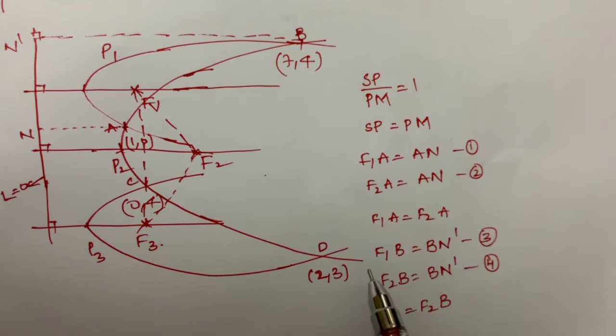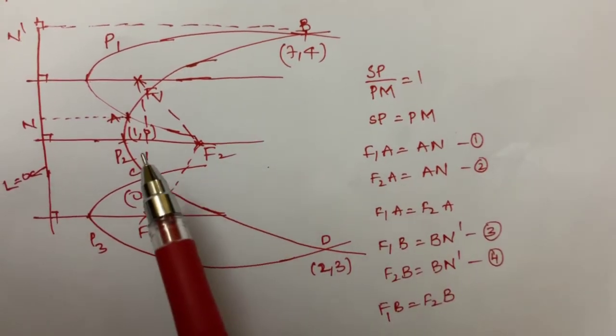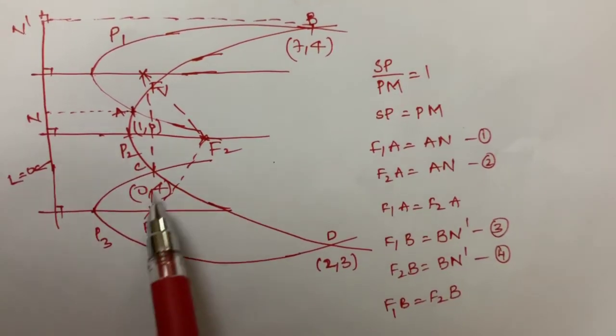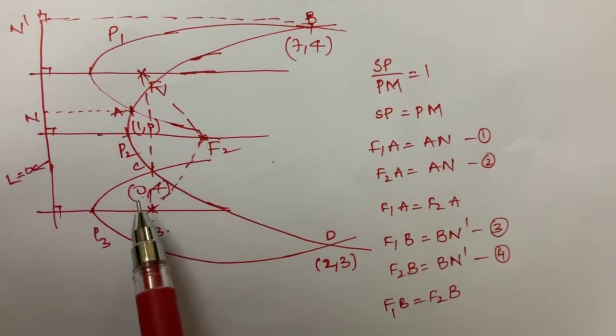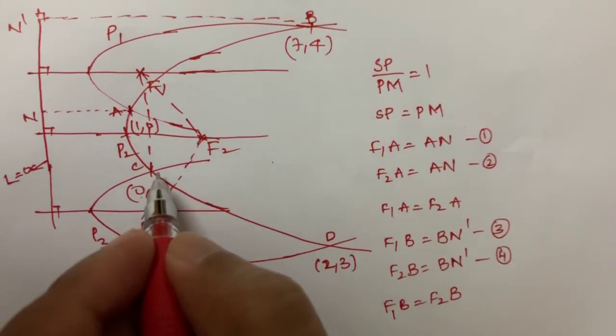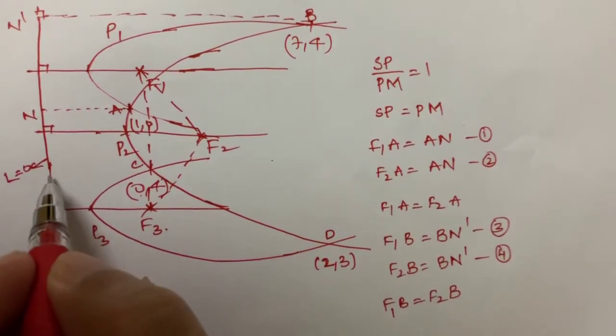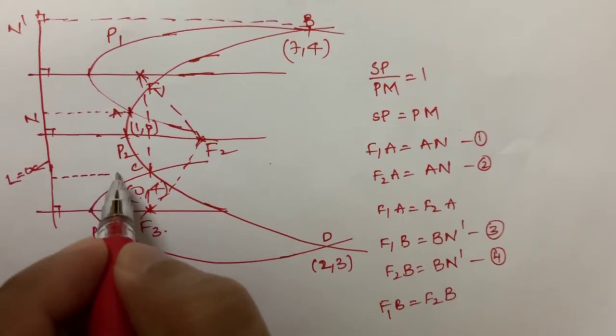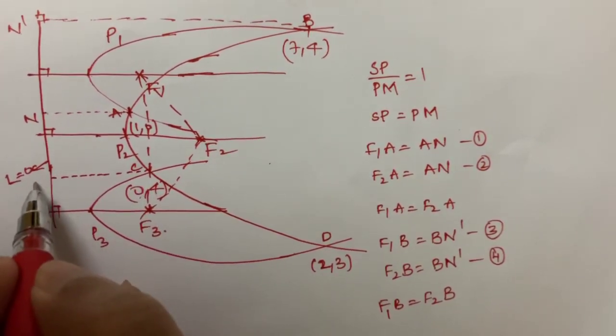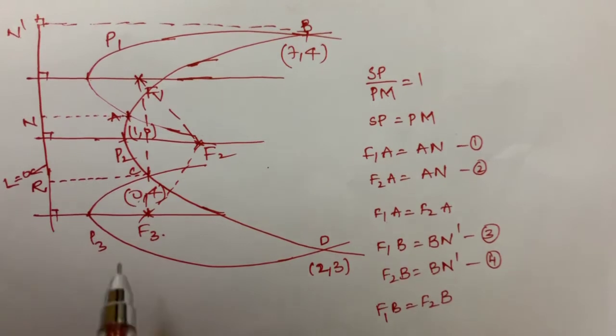Okay, next for the 2nd and 3rd parabolas, again we have C and D. So we'll call this R, and this is R dash.